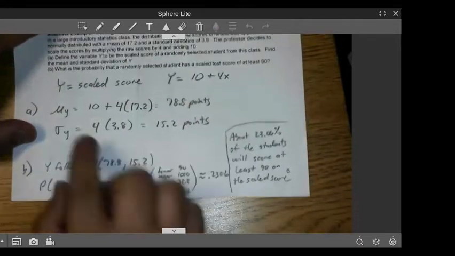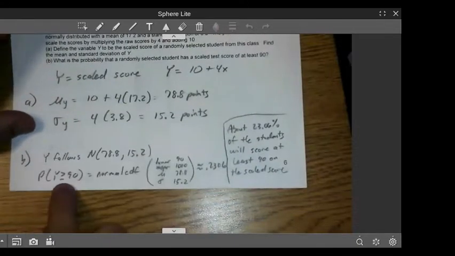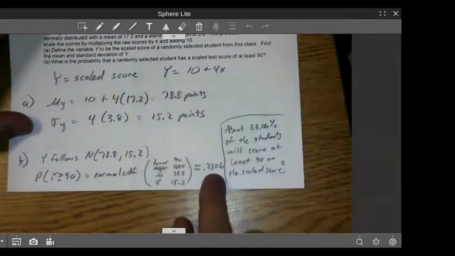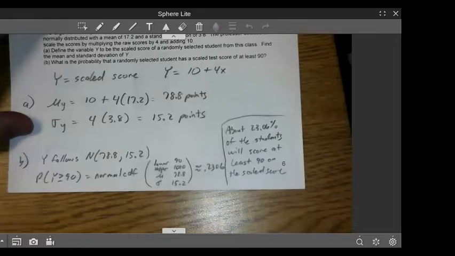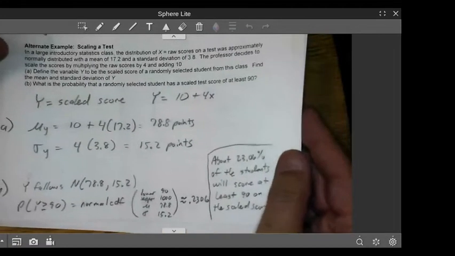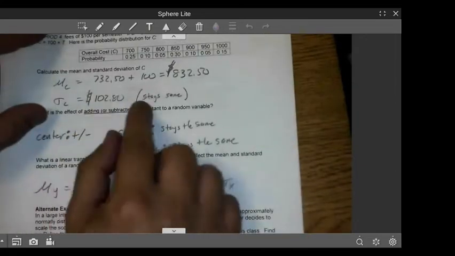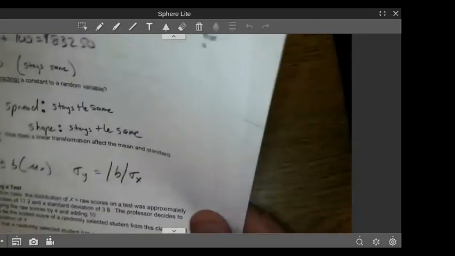State the distribution. We already have defined the y here. The probability that y is greater than or equal to 90, normal CDF. Put in all the information and I get that value, and then answer the question. About 23.06% of students will score at least 90 on the scaled score. All right. So some might call those linear transformation problems, but we'll see that in many different ways. Adding does not affect standard deviation. That's really the only thing you need to remember. Everything else just makes good logical sense.